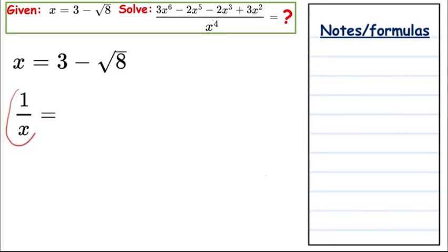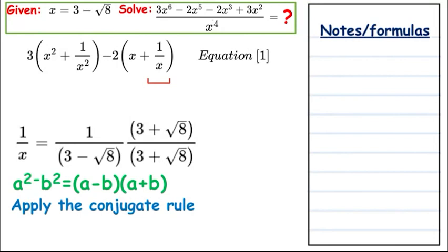First of all, work out 1 over x. So let's write it below. We get 1 over 3 minus the square root of 8. The denominator is irrational in this format, so we need to rationalize it. We're going to use the method of applying the conjugate rule, and setting it up is like this. We put a minus here, this is what we've got, change it to a plus, so we have the two conjugates.